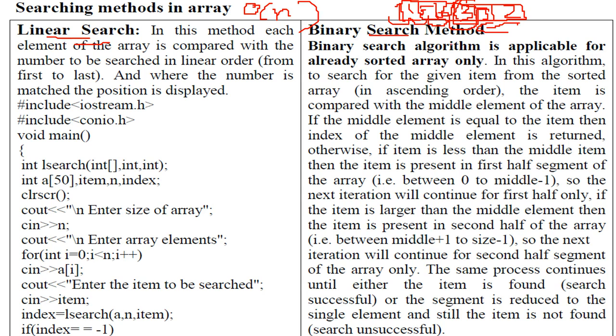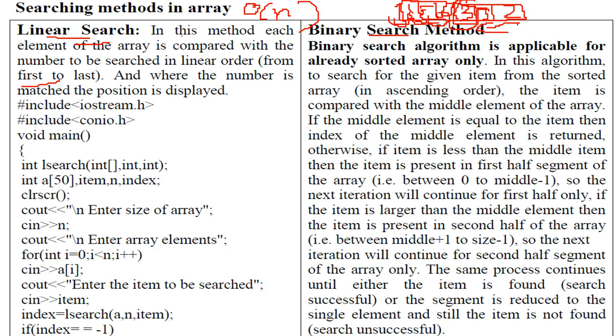How? I'll tell you. Every time we divide the whole data into 2 parts, so we don't have to go from the first element to the last element to search for that element. We don't need so much searching. So for linear search, let us see the program.